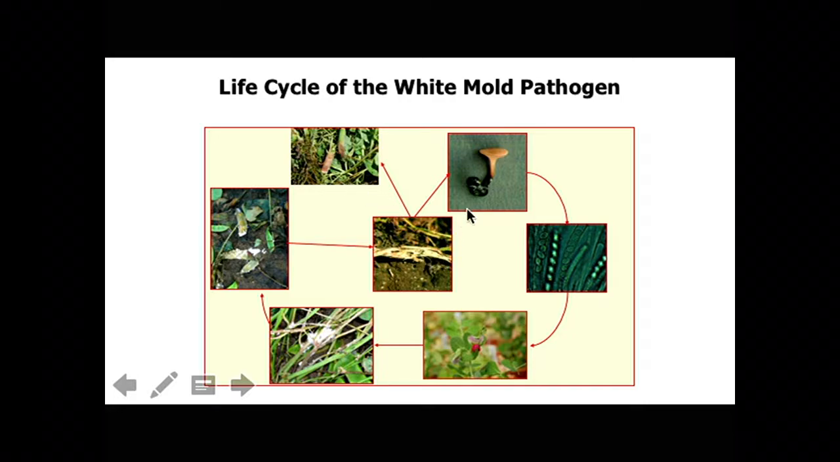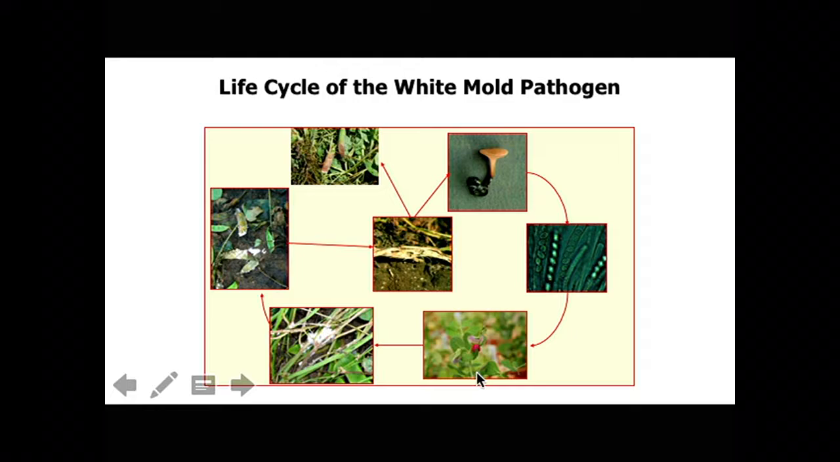The sclerotia also can produce these little mushrooms. This is called an apothecium. And these mushrooms produce these what are called ascospores. There's 8 spores to a sac, and they produce thousands of spores. And these spores are released into the air, and they can come in contact with flowers that then can drop down into the canopy, or other leaf material that drops down into the canopy and acts as a nutrient source.